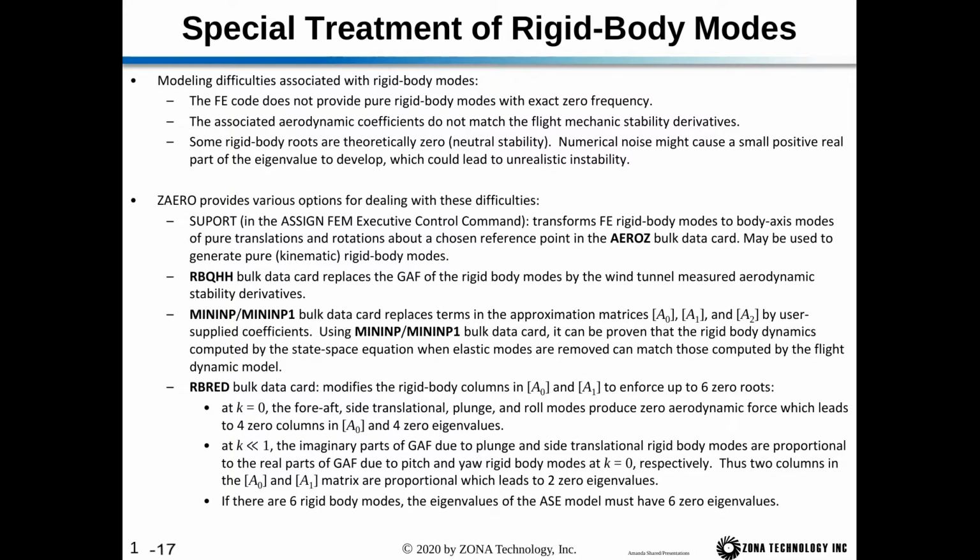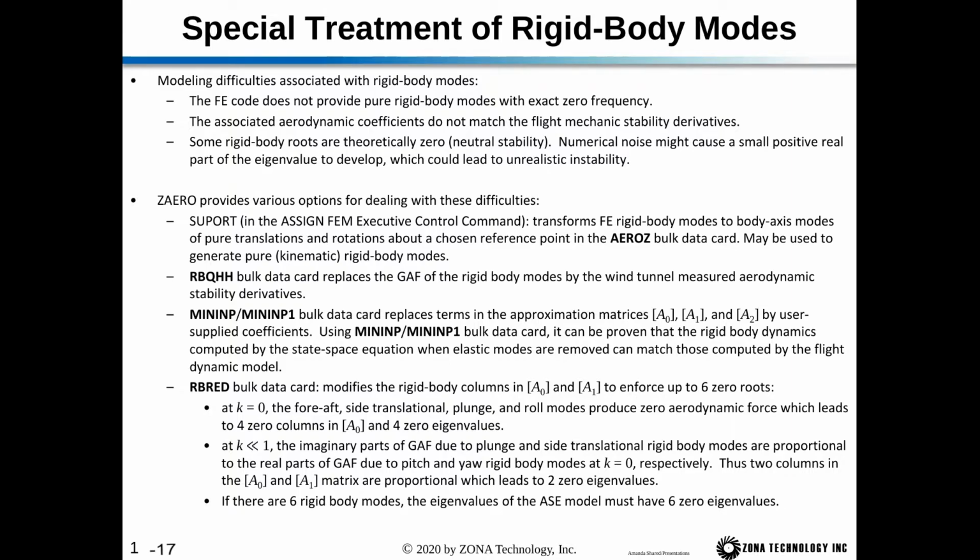At a very small reduced frequency value, the imaginary parts of GAF due to the plunge and side translational rigid body modes are proportional to the real parts of the GAFs due to pitch and yaw rigid body modes at k equals 0. Thus, those two columns in the A0 and A1 matrix are proportional, which leads to 2 zero eigenvalues.